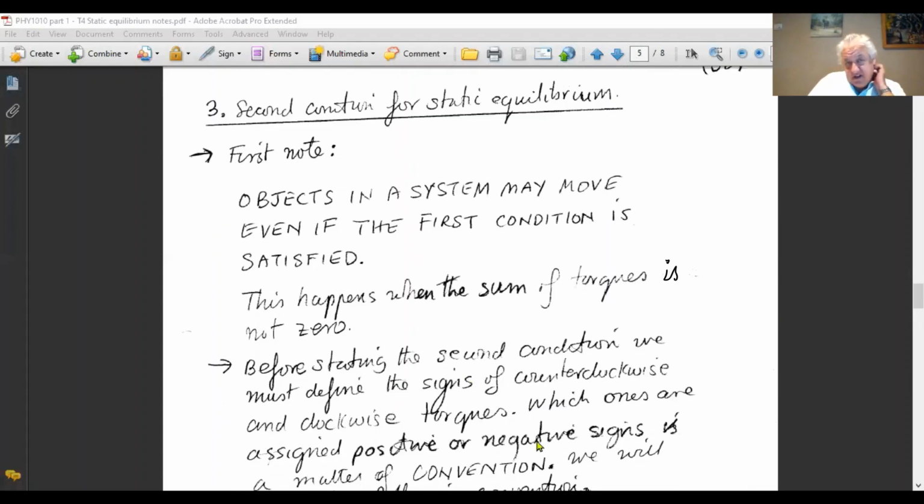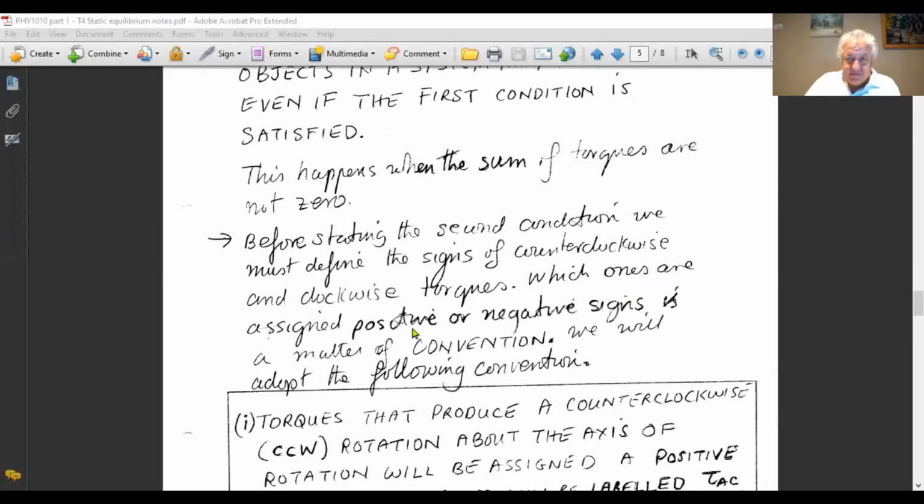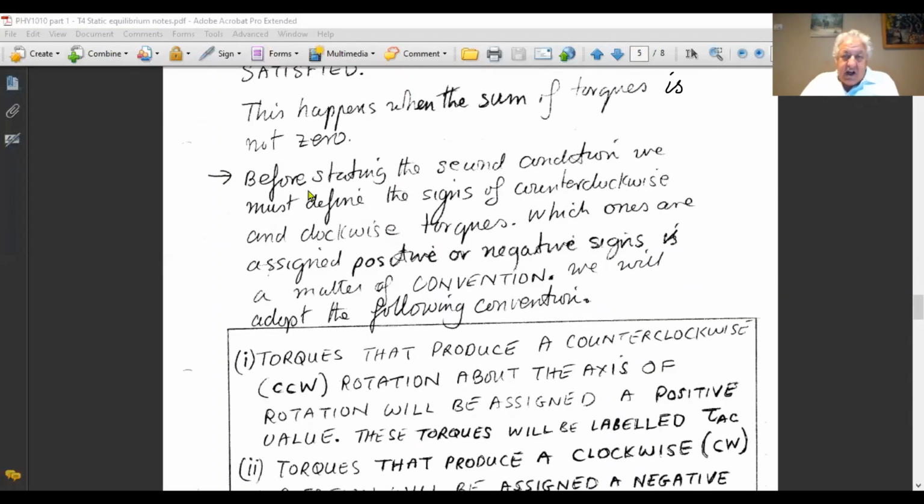Now we come to the second condition. Objects in the system may move even if the first condition is satisfied. This happens when the sum of torques are not zero. Before stating the second condition, we must define the signs of counterclockwise and clockwise torques. Which ones are assigned positive or negative signs is a matter of convention. We will adopt the following convention.